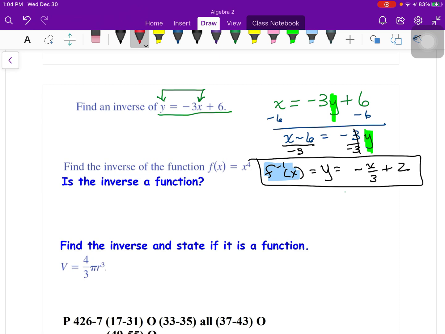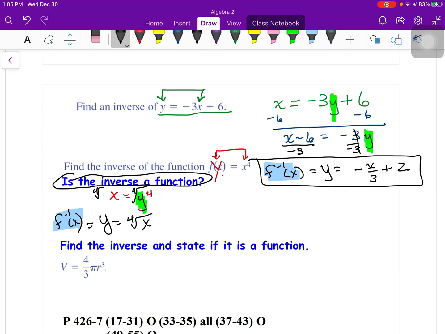Okay, for the next one it says find the inverse of x to the fourth. So this is y, so I switch my x and my y. So I get x equals y to the fourth. So to solve for y, I would fourth root both sides. So this gives me y equals the fourth root of x. That should be my inverse. But it asks me, is this inverse a function? Well, when I put a fourth root on, I get plus or minus. So I would not get a function.